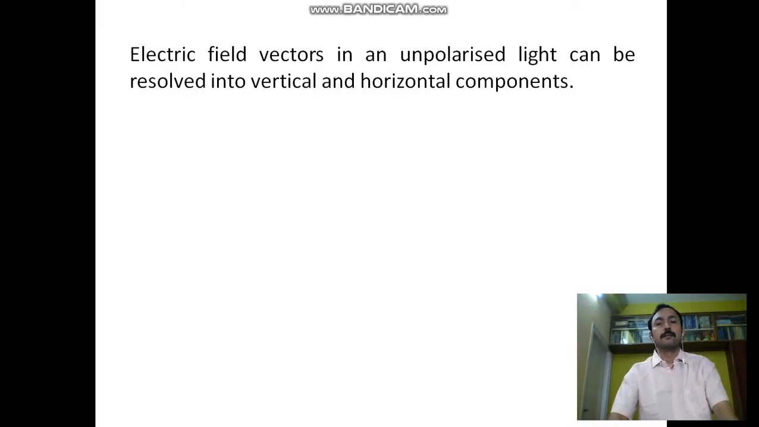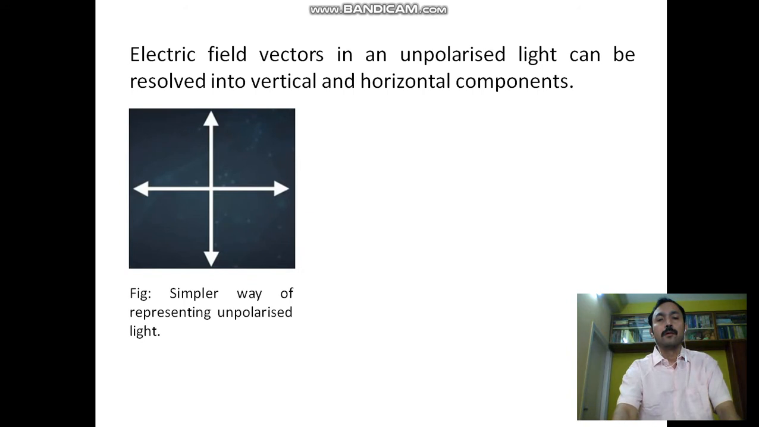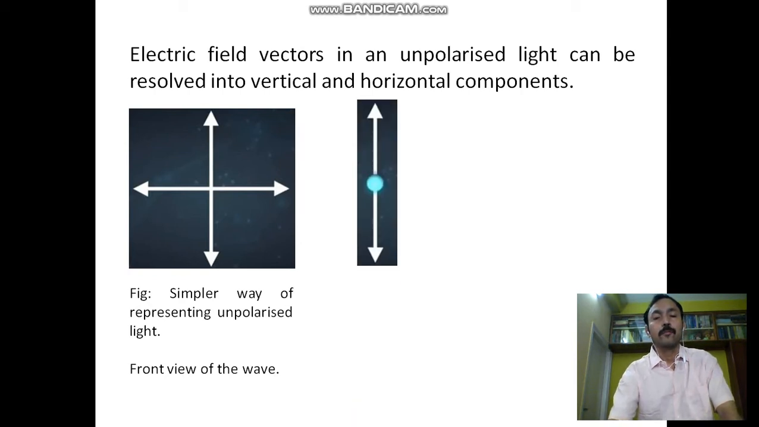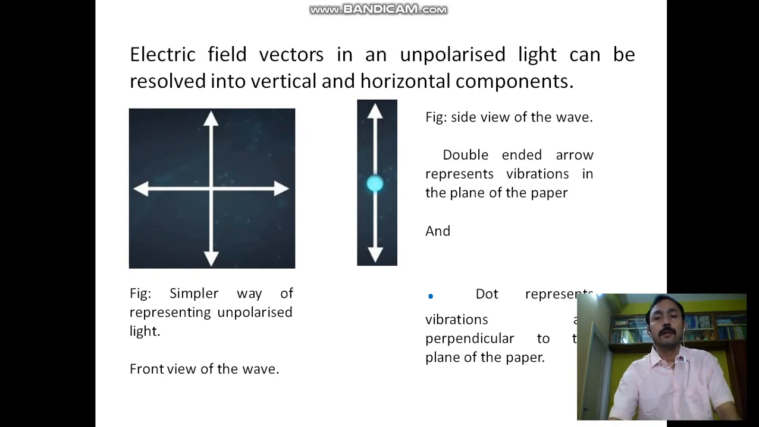Electric field vectors in unpolarized light can be resolved into vertical and horizontal components. This is a simpler way of representing unpolarized light. Vibrations in different planes, and this is the front view of the wave. Here is another view, that is the side view of the wave.